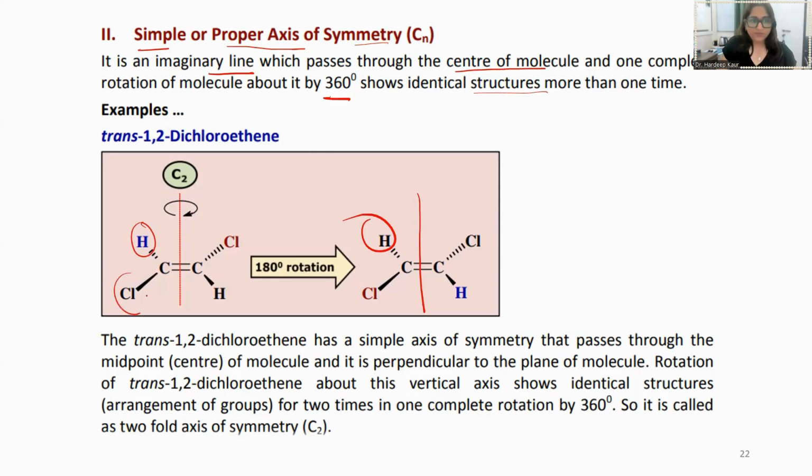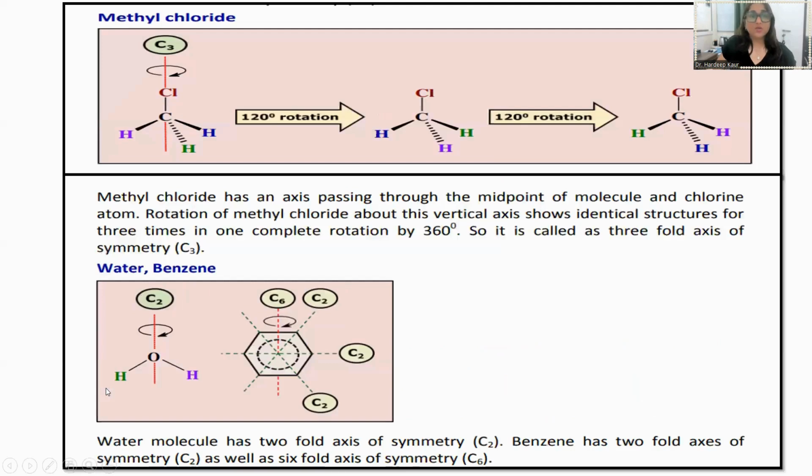Hydrogen, hydrogen, chlorine, chlorine, so everything is the same. So they are saying 1,2-dichloroethane has a simple axis of symmetry that passes through the midpoint. After the rotation, you will get the same by 360. Similarly, methyl chloride, if you rotate by 120, then you will get the same again. Similarly, in benzene, there can be a simple axis. In water, same. This is called an axis of symmetry, and after the rotation, you will get the same symmetry.